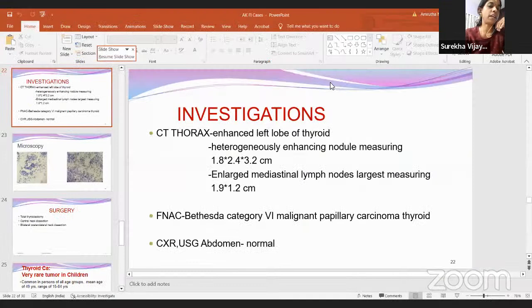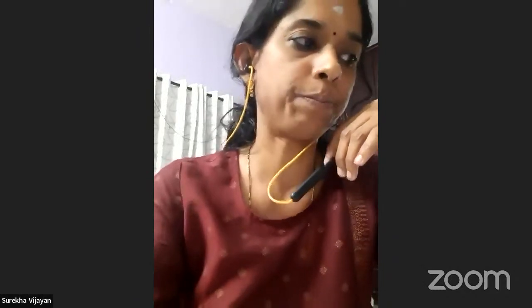So finally, we gave the diagnosis as papillary carcinoma, diffuse sclerosing variant, pT3. pT3 means that the tumor is confined to the thyroid, but there was lymph node metastasis. N1b was the final diagnosis. Thank you, sir. Thank you, Dr.